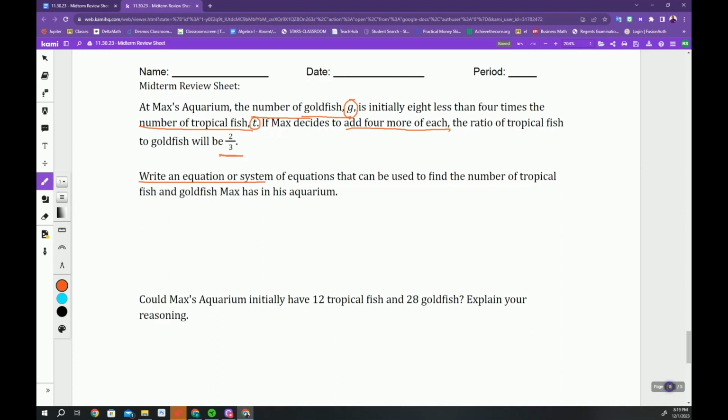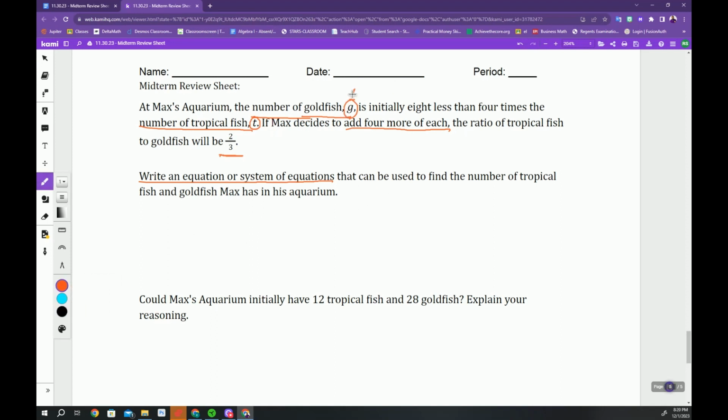Write an equation or a system of equations that can be used to find the number of tropical fish and goldfish Max has in his aquarium. Okay, so we need a system, so that means we're looking for 2 or more equations. Let's start with the first one.